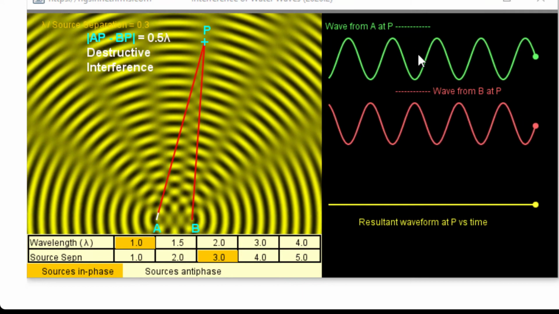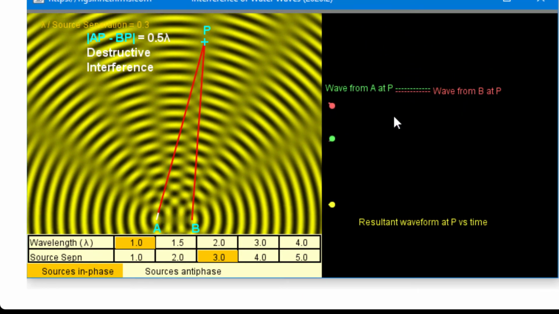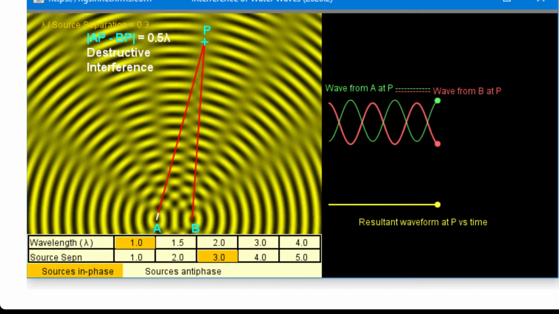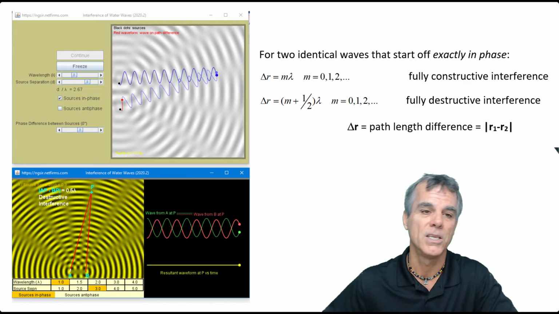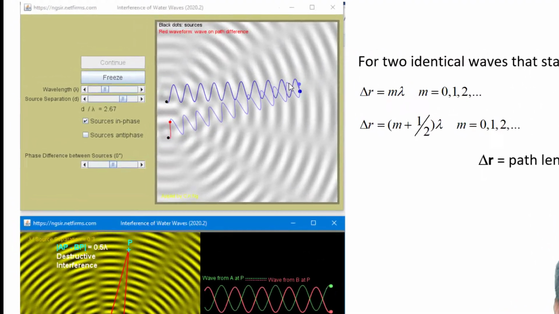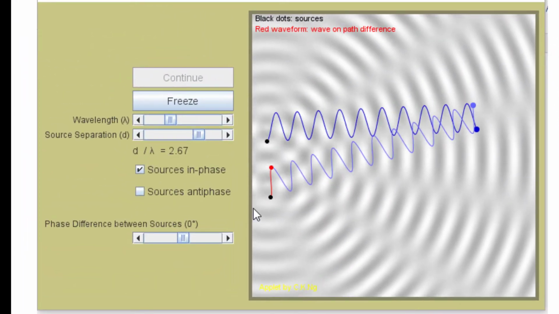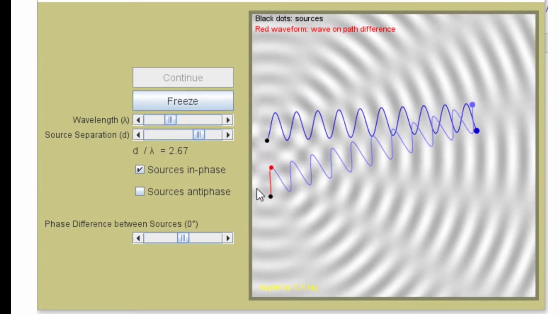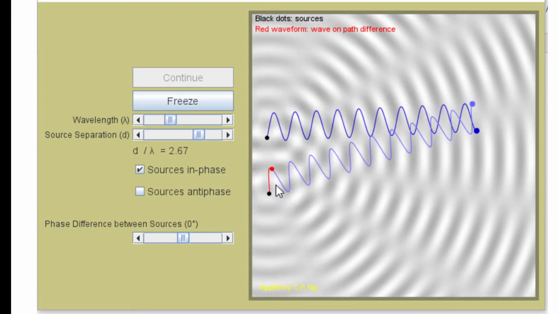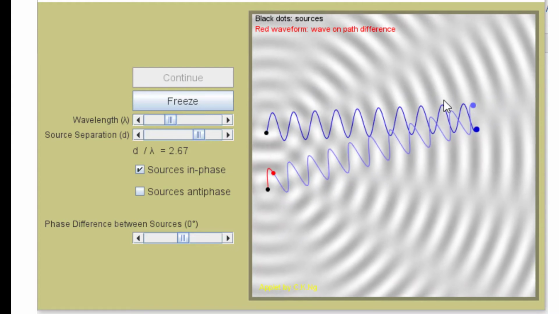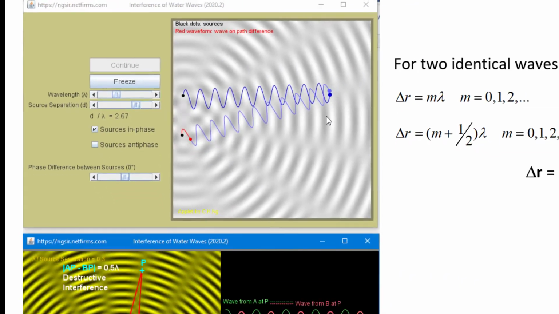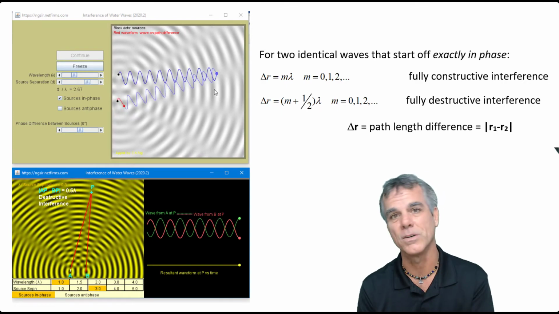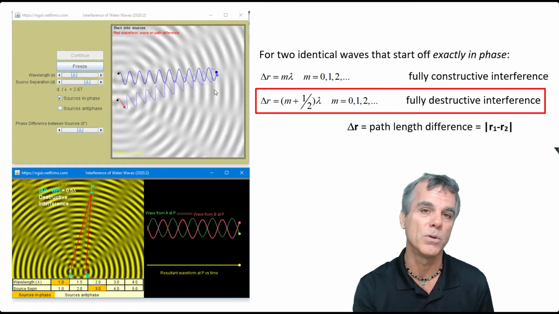And you can see that at point P, when I add the 2 waves together, I get fully destructive interference. In essence, I get a wave with an amplitude of 0. You can see the same thing up top in this top simulation. The sources are initially in phase, so their waves are leaving the 2 sources at exactly the same point in their cycle. However, you can see they are arriving at a point P here exactly out of phase to produce fully destructive interference. So any time the path length difference is a half a wavelength, we end up with fully destructive interference.